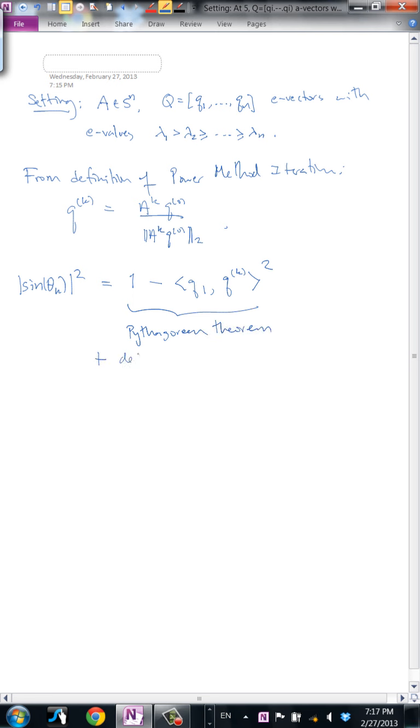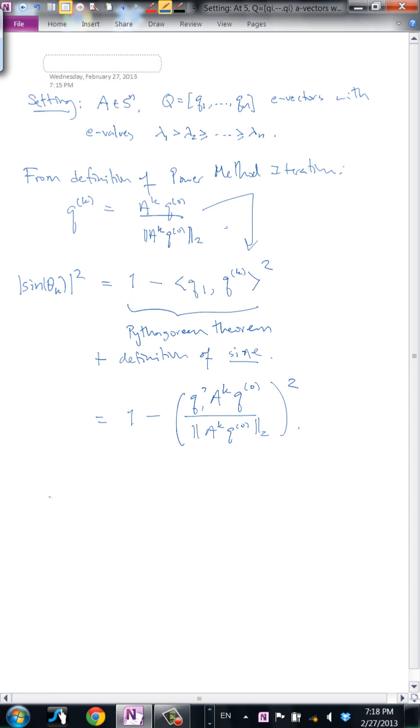Plus the definition of sine. So check this if you don't remember it. So now let's plug in what q of k is. Let's plug that in here. And we get that this is equal to 1 minus q1 transpose A to the k times q of 0, normalized. Okay, so far I've just been plugging in definitions.